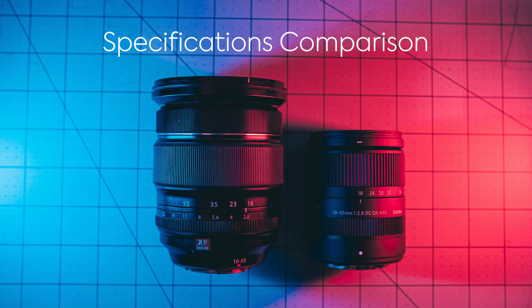On the one hand, you have the Fujinon that goes from 16 millimeters to 55 millimeters. And on the other hand, you have the Sigma, which is only 18 to 50 millimeters. So you get a little more wide, a little more zoom telephoto on the Fujinon. On the one hand, you have the Fujinon at $1,200 US, and on the other hand, you have the Sigma at $550 US at the time of this video, which is February 2023.